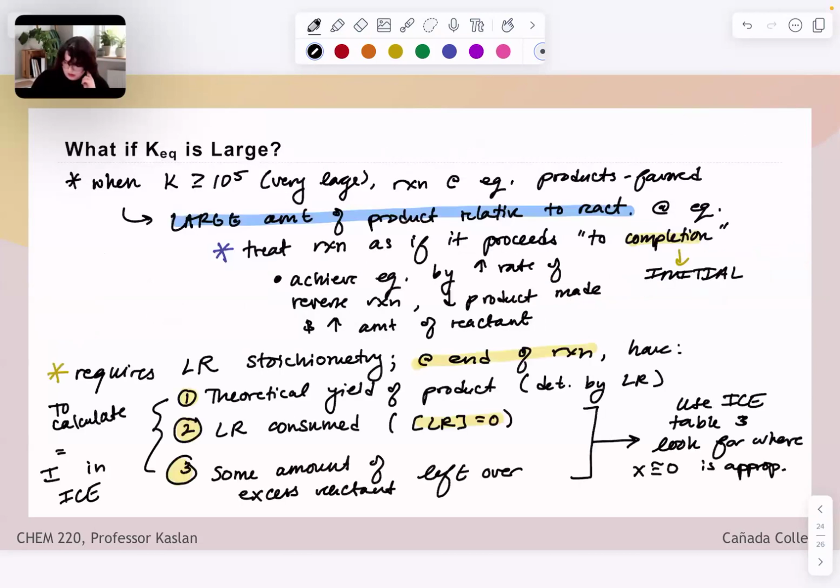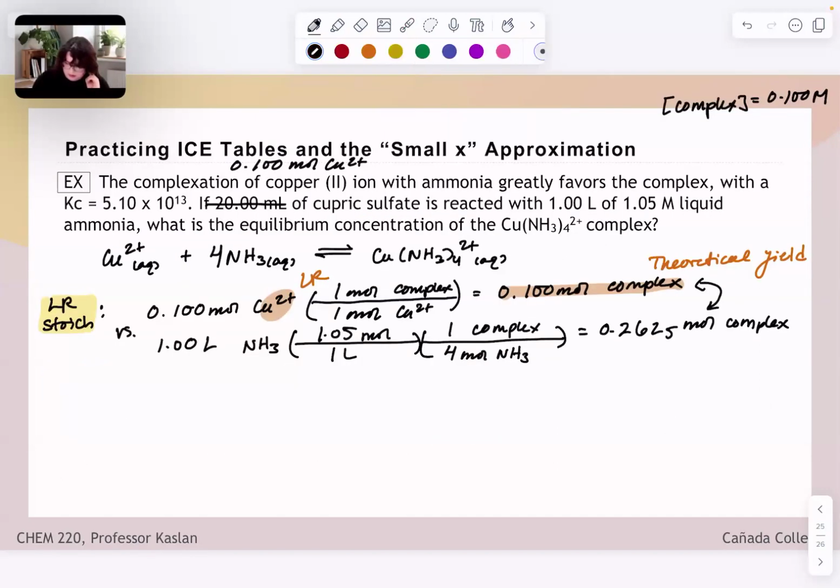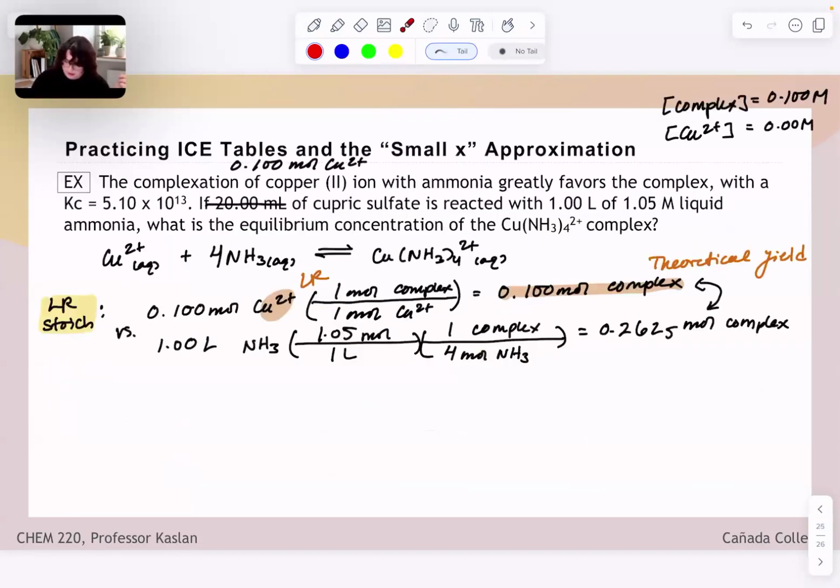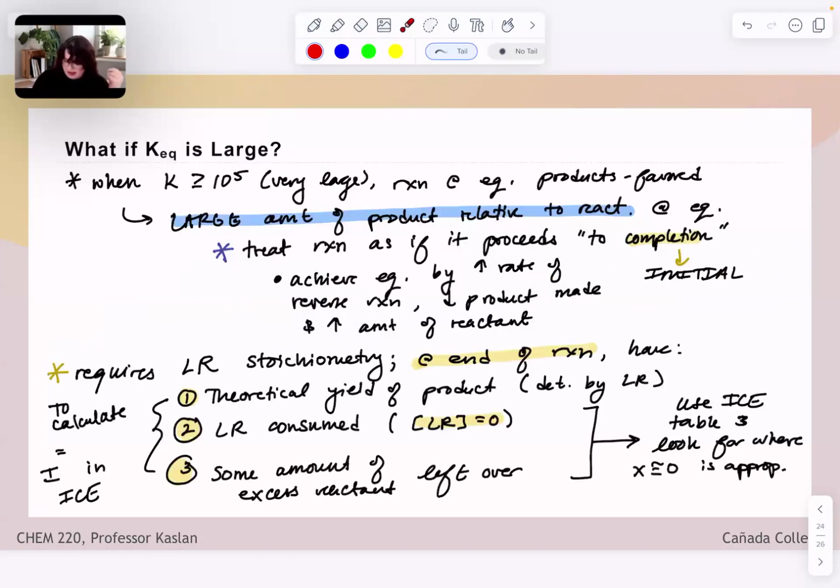What else do we need? We have identified the limiting reactant. So we know that the concentration of copper ion, once this reaction is run to completion, is 0 molar. We've completely consumed it. It was our limiting reactant. We also know our theoretical yield, right? That was the maximum amount of product that could be made if this reaction runs to perfect completion, which leaves behind the amount of excess reactant left over.